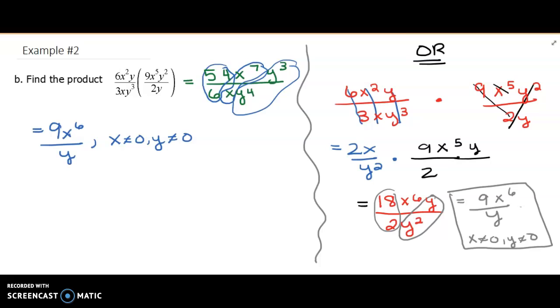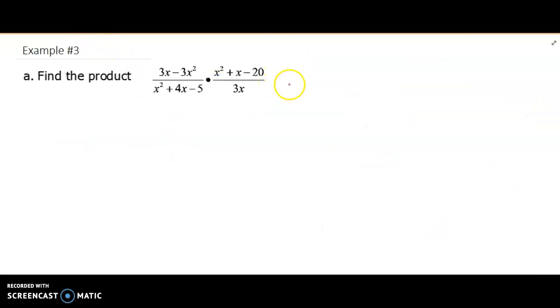All right, I went ahead and worked it out both ways, but this is what you should have gotten. You should have ended up getting 9x to the sixth over y, and x and y both cannot equal 0. All right, let's look at example 3 now, okay?